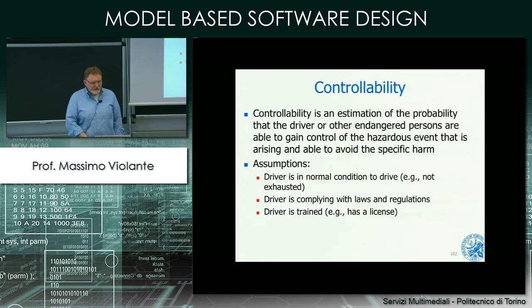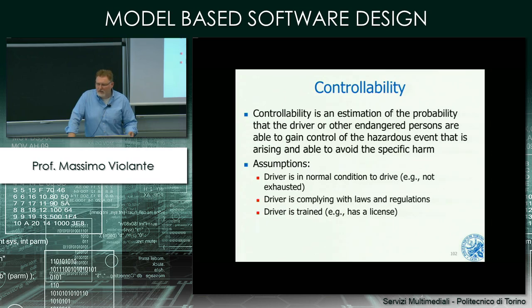Then controllability. The controllability is an estimation of the probability that the driver or the person that could be endangered by an incident is able to avoid the harm, by promptly reacting to the hazard. The assumption we make here is that the driver is in normal condition, so not exhausted, not drunk, and so on and so forth.